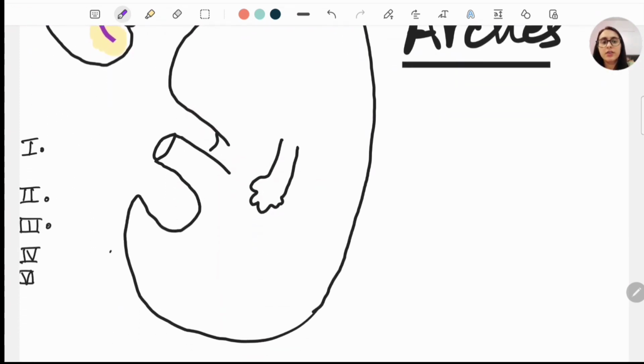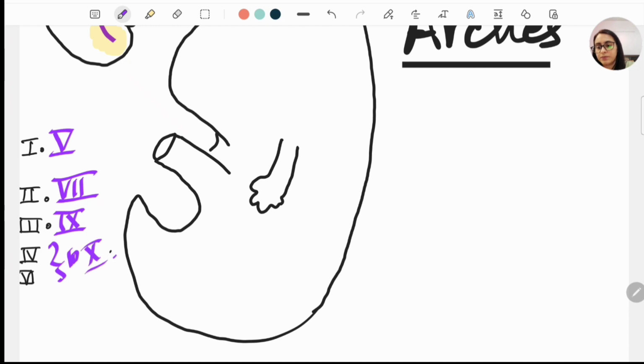When we talk about the nerve supply of the pharyngeal arches, the first pharyngeal arch is supplied by the 5th cranial nerve, second pharyngeal arch by the 7th cranial nerve. So 5th is going to be trigeminal, 7th is going to be facial. Third pharyngeal arch is supplied by the 9th cranial nerve, that is the glossopharyngeal nerve, and 4th and 6th are supplied by the vagus nerve. So these are the 10th cranial nerve.